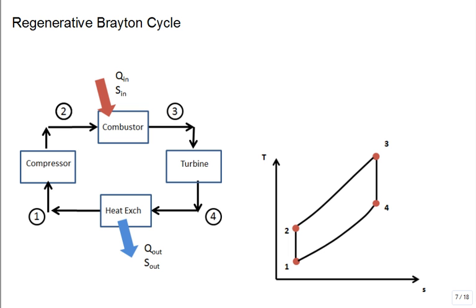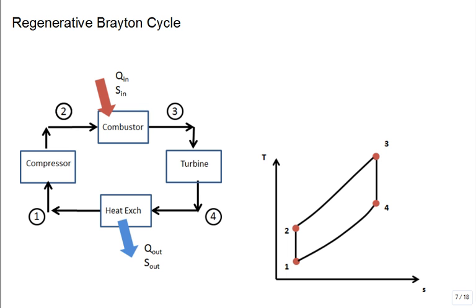Now let's talk about the regenerative Brayton cycle. That word regenerator, we introduced it when we had vapor power. What was the idea behind the regenerative Rankine cycle? To preheat the liquid before it went into the boiler. So it was a feed water heater.